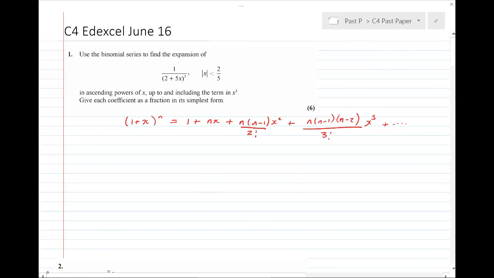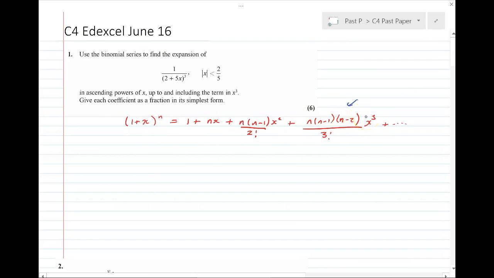Okay, so we're doing the C4 Edexcel June 16 paper. I've already written the binomial formula which we're going to be using. This is actually on the C2 page of the formula book, although this particular form of it is seldom used in C2 these days.